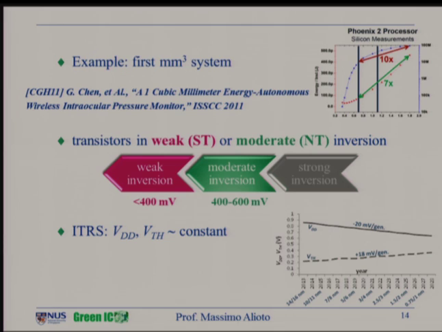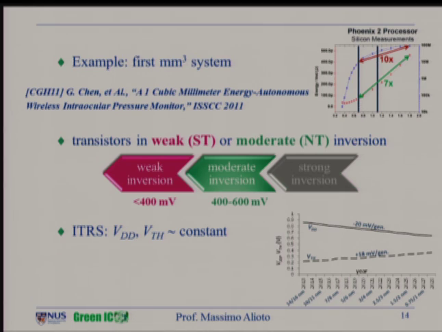If we want to give a more rigorous definition of near-threshold operation and sub-threshold operation, we should refer to the region of operation of transistors. So we will say that we are operating in near-threshold if transistors are working in moderate inversion, which occurs for typical and recent technologies for supply voltages in the order of 400 to 600 millivolts. Instead, we will operate in subthreshold if the transistors are working in weak inversion, which happens when the supply voltage is, let's say, below 400 millivolts.